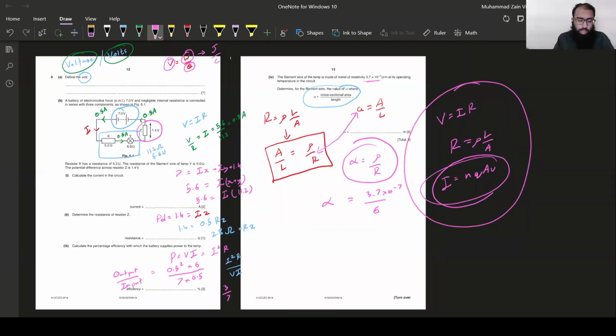Then I knew the resistivity which they gave me, which was 3.7 times 10 to the power of negative 7. And I knew the resistance of this lamp from before, which was 6 ohms. So I just did that and I got the answer. So this is how I did this. I hope it's clear this time.